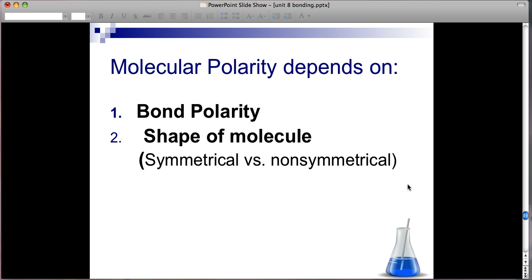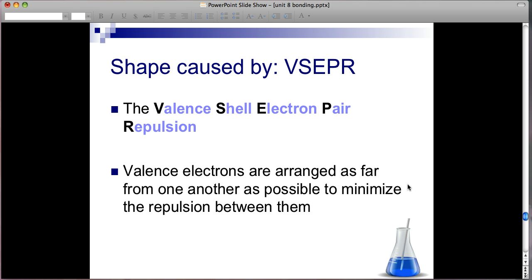So, bond polarity and the shape of the molecule. Remember when I've talked about whether it is symmetrical or non-symmetrical? Well, here we get into what the shapes actually look like. And this is all because of the valence shell electron pair repulsion. We typically call this the VSEPR model, and you're actually going to be experiencing the pleasure of creating your own VSEPR models of different covalent compounds. Basically, this is the valence electrons and how they are arranged from one another to reduce the repulsion between them.